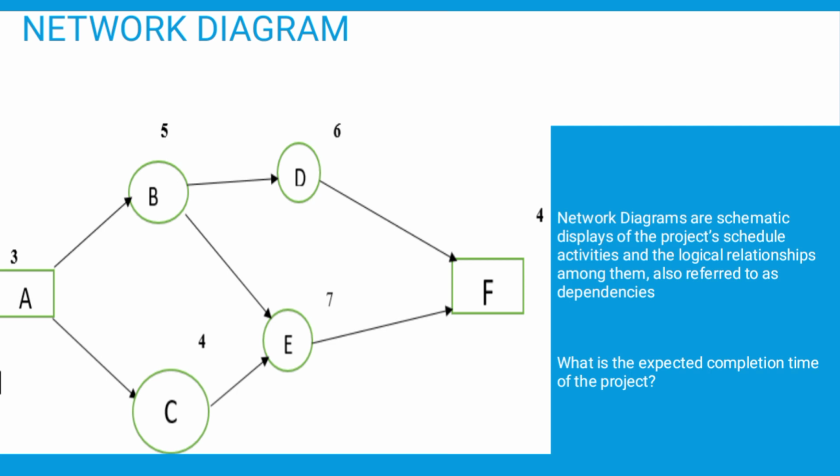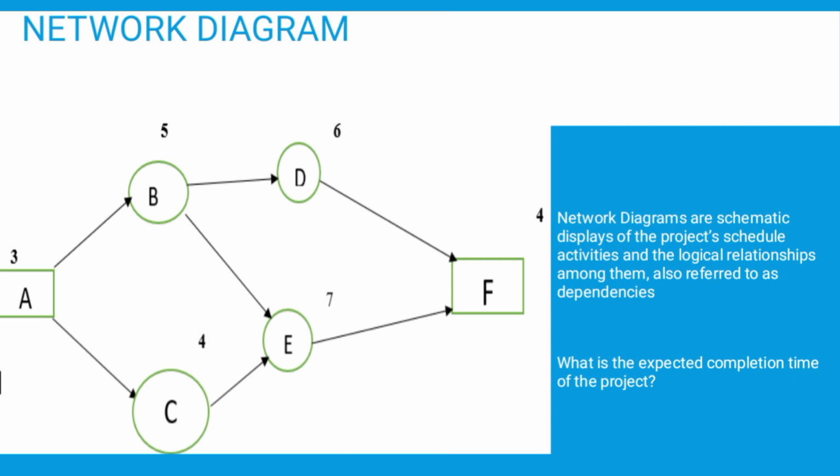To help you understand this, here is an example. Let's assume we are constructing a bungalow, say a 3-bedroom. For it to happen, we have to do site clearance, the wiring, the foundation, the roofing, and then the painting and installations. So let's assume activity A is the site clearance.